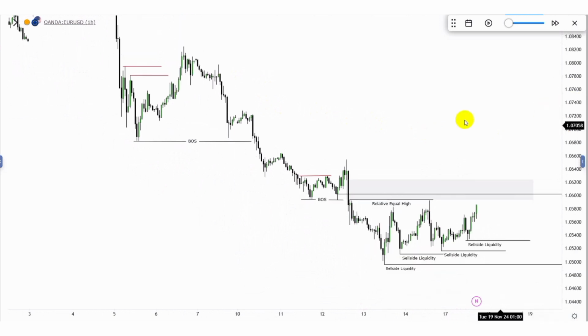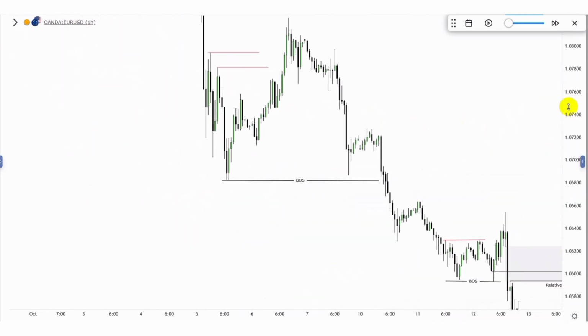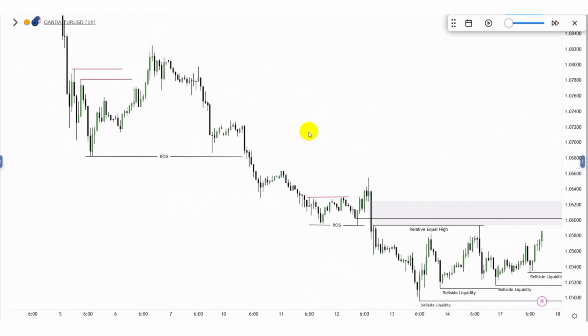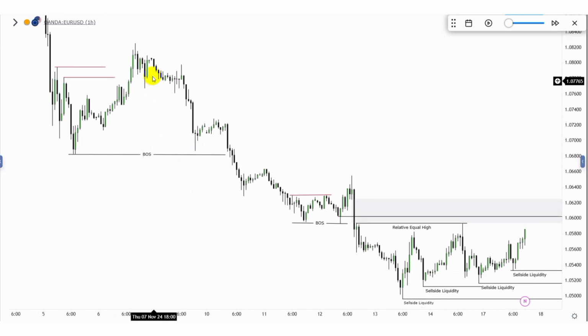So here we have the Euro USD. This is the 1 hour time frame. So we're going to be using the 1 hour time frame as the time frame where we've established our structure. So we can see the fall of price to the downside. We can see buy side liquidity, price returned, took out all internal liquidities, and we have the fall of price to the downside. We can see this is the pullback before the break of structure.